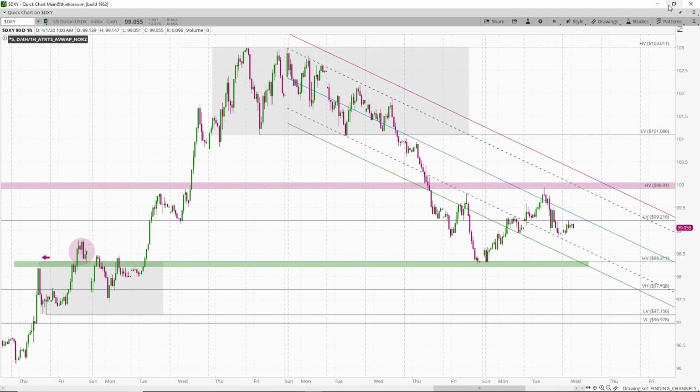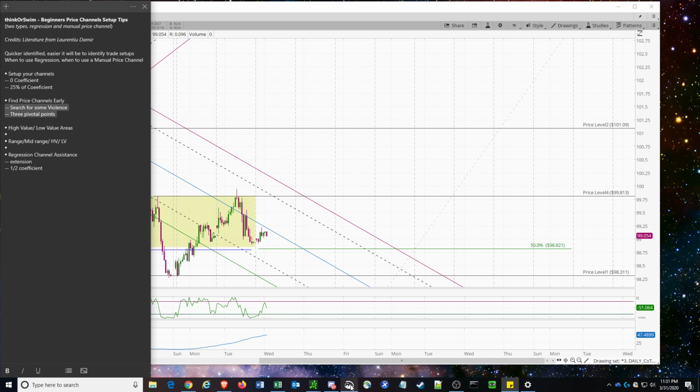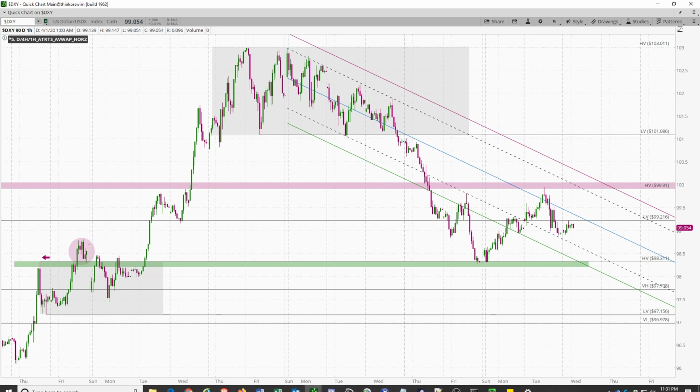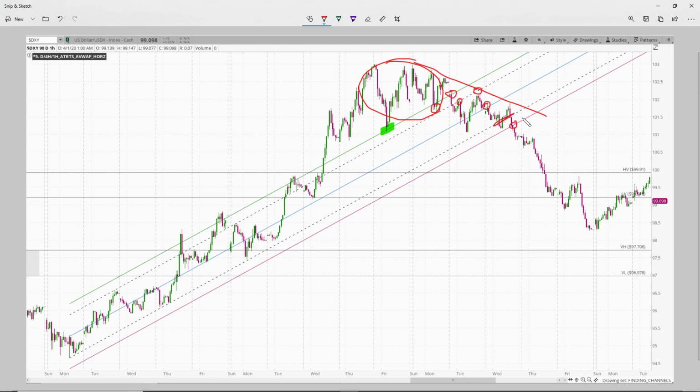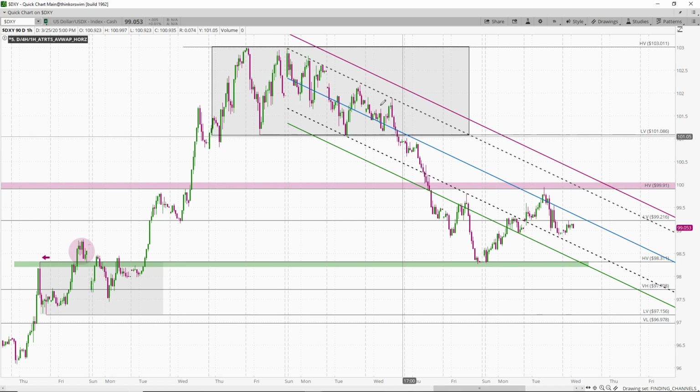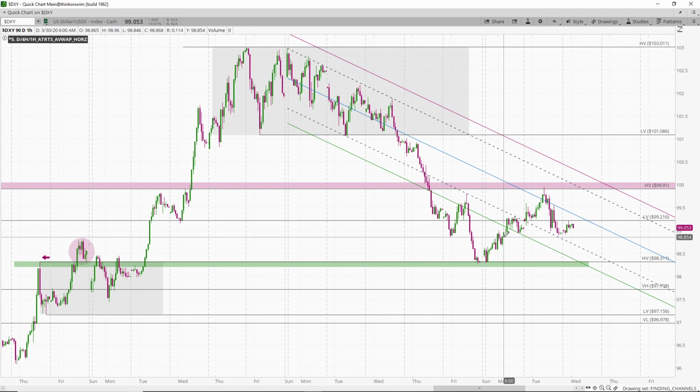So we identified that with the last. We identified a break here. So maybe we're already in the short setup. When do we know to get out of here? Well, here's your take profit target, quite possibly.